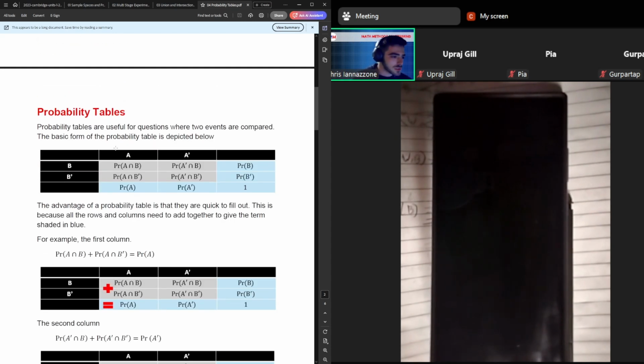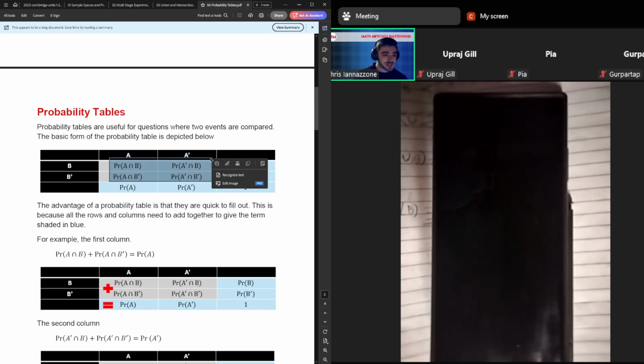But okay, how does it work? Well, you basically outline your two events and their complements. So this will be event A, this will be event B, and then the not B and not A. So don't mix and match them. Don't put A, B here and then A not B not here. They have to stay on their same rows and columns.